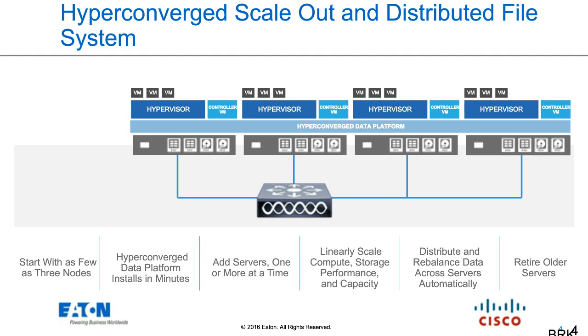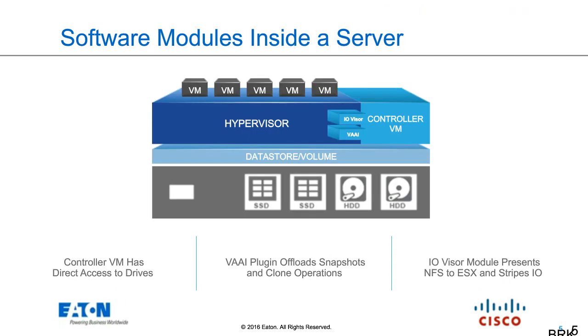So that's what we're doing. And internally what we do is we have a hook essentially into VMware. It's called IOVisor, and what that does, using a standard VMware method, is connect into the hypervisor and take over all the storage attached to the system, so that the controller VM has direct access to the drives.